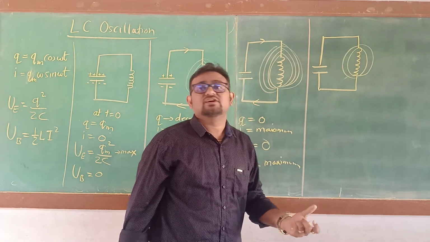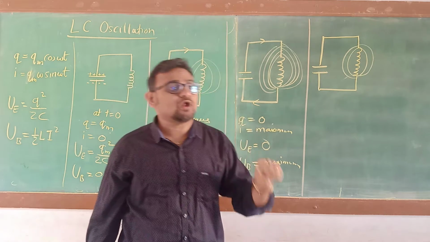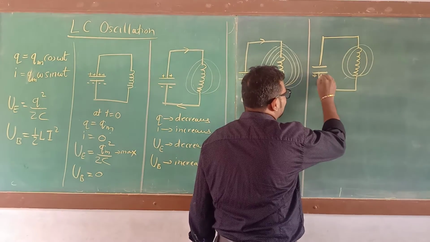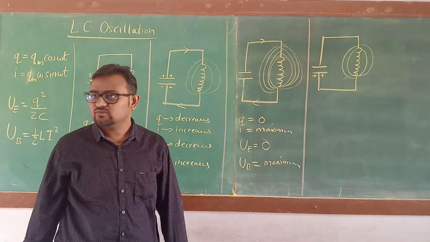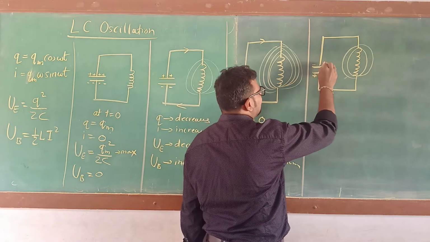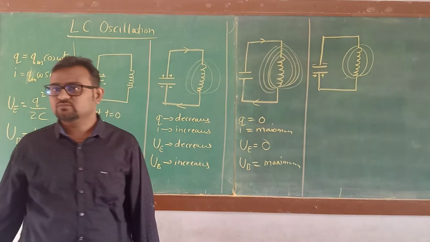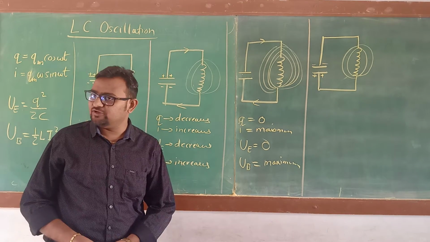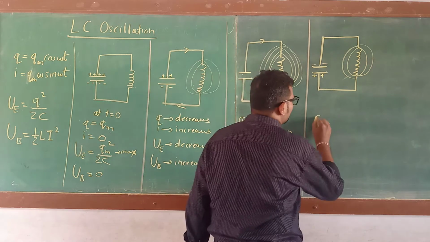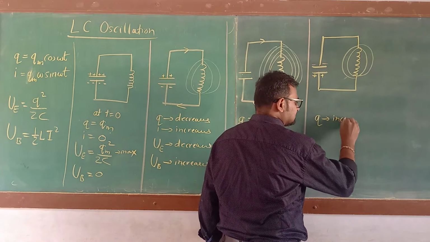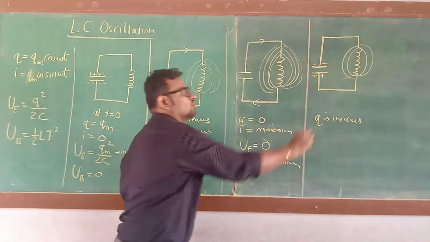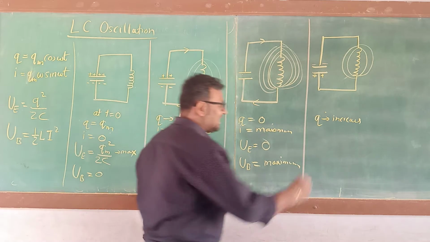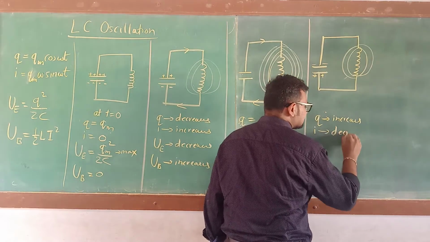So now the capacitor charges, but the polarity is reversed. Means this plate will be positively charged, and the other plate will be negatively charged. So now what happens here? Q increases from 0, and I decreases.